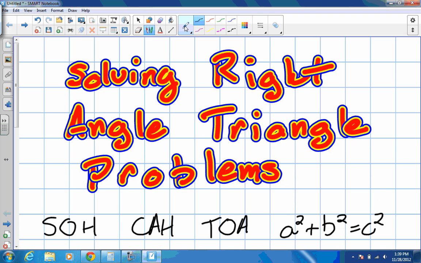We're going to be solving right-angle triangle problems. Okay. There are essentially four major formulas you need to know. Three of them are the primary trig ratios. So you need to know your sine is equal to opposite over hypotenuse, cosine is equal to adjacent over hypotenuse, and tangent is equal to opposite over adjacent.